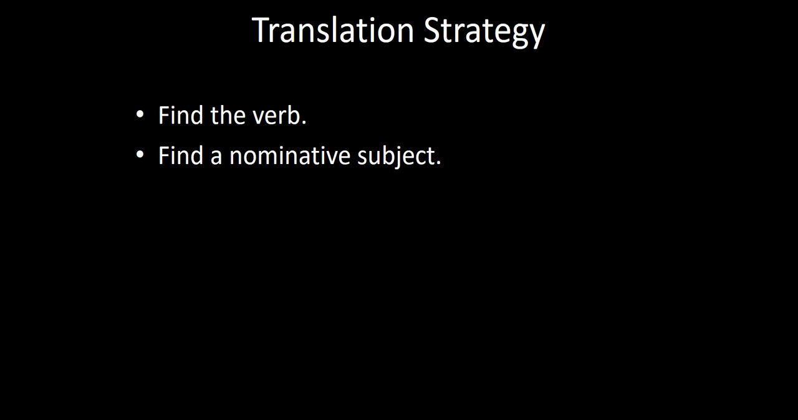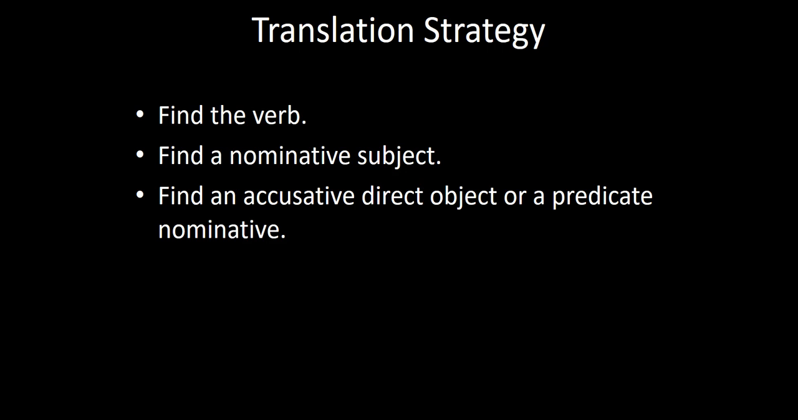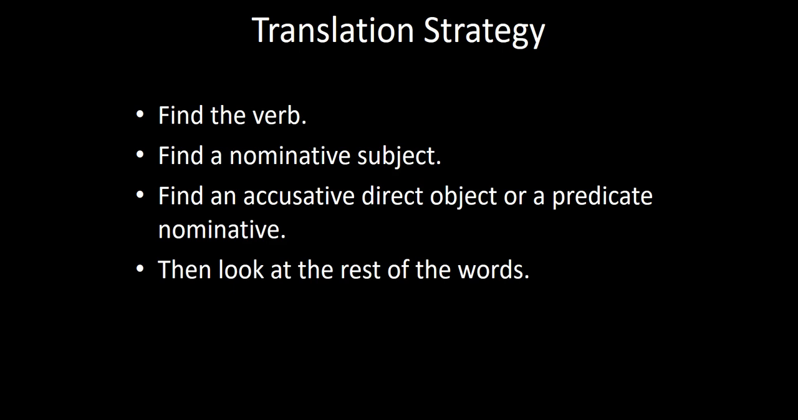Number two, find a nominative subject. Number three, find an accusative direct object or a predicate nominative. Number four, then you can look at the rest of the sentence. When you do this, you've got verb, you've got subject, you've got object. You have the basic structure of a sentence. You have the bare bones of a sentence.